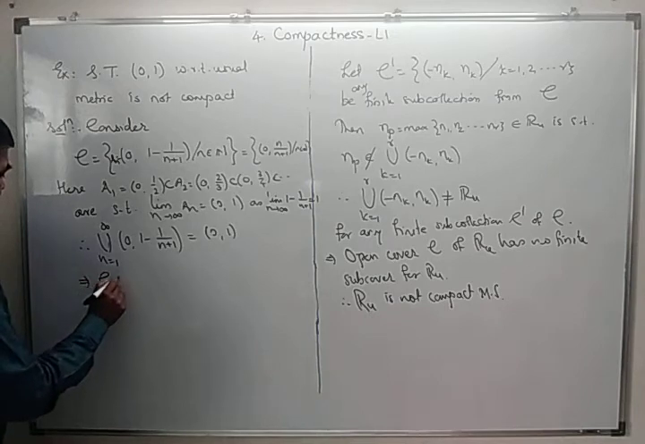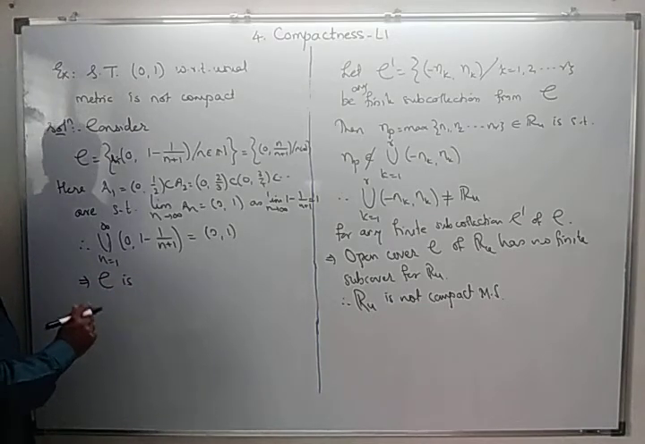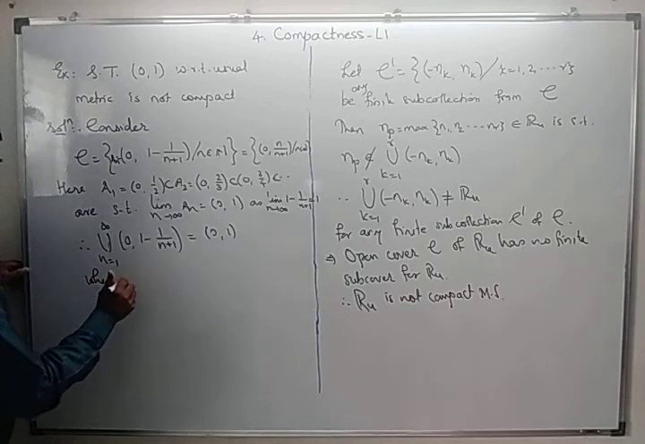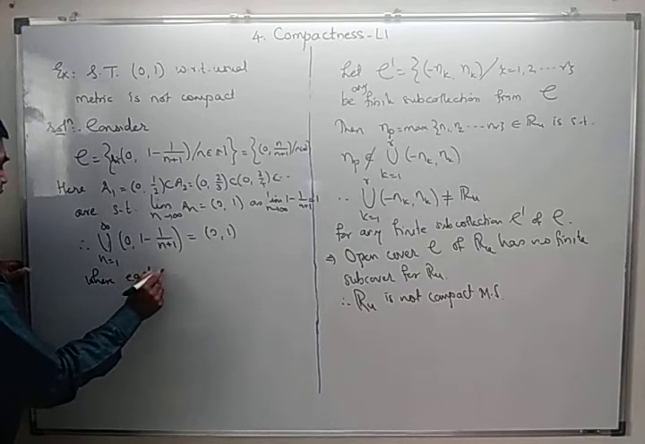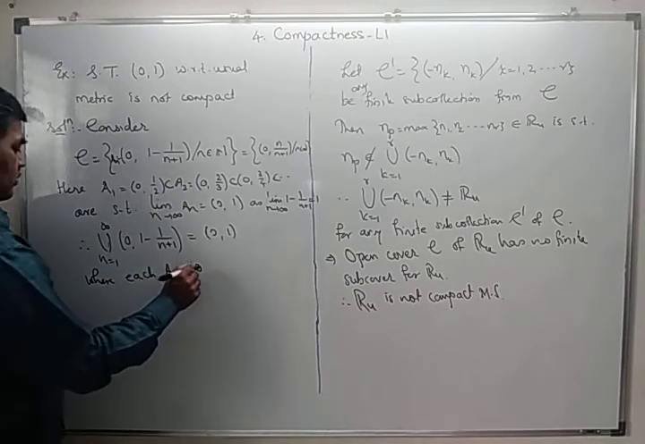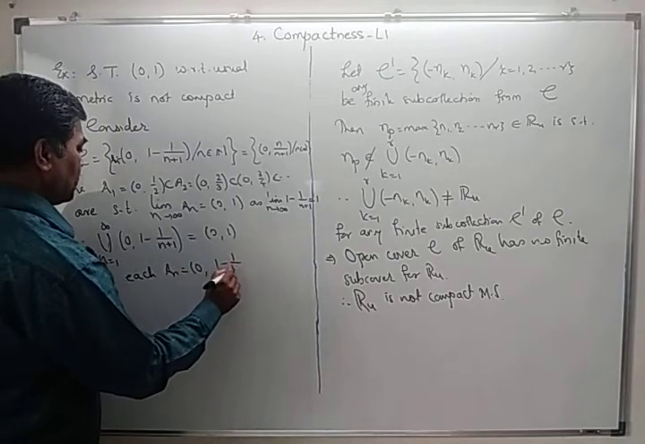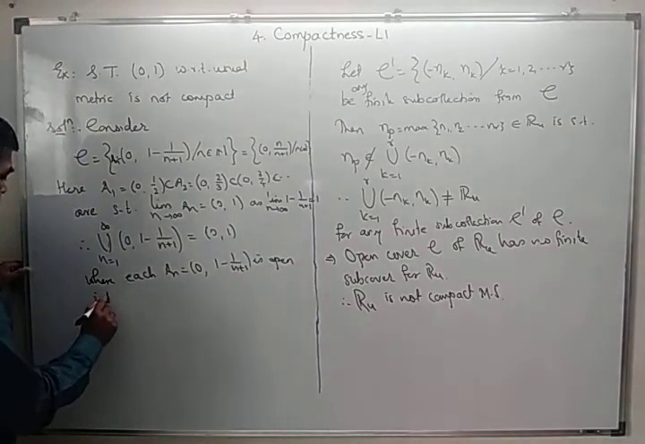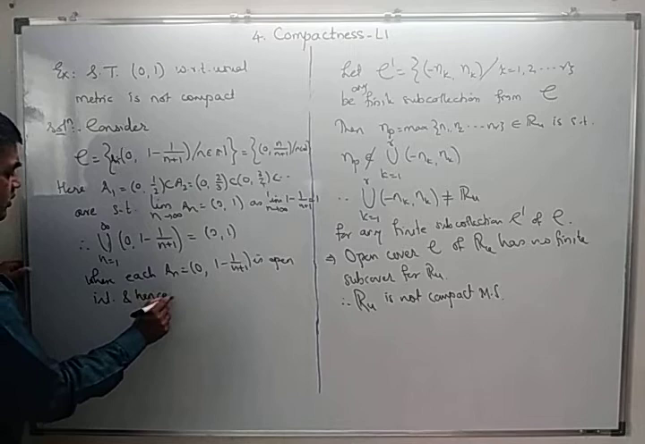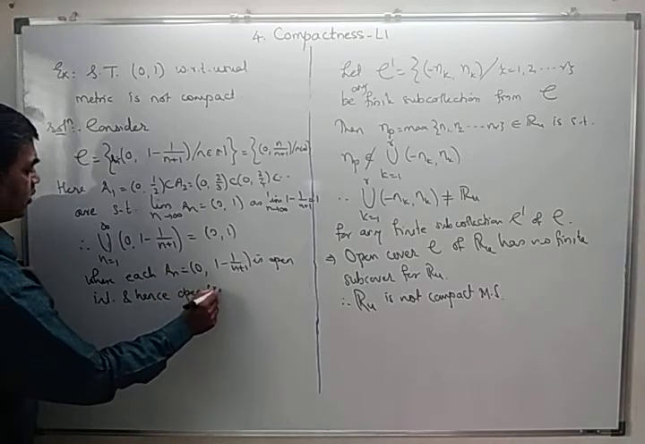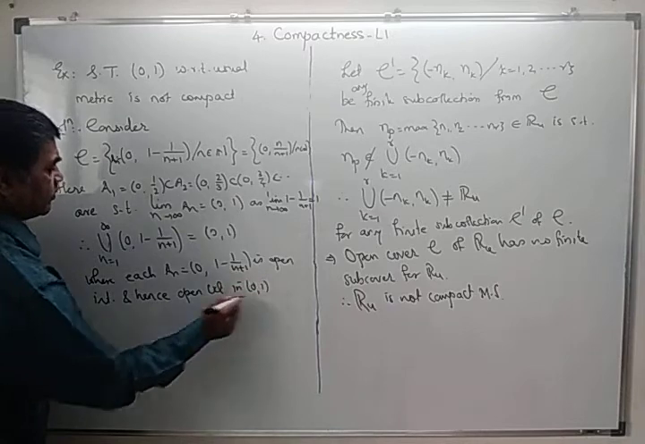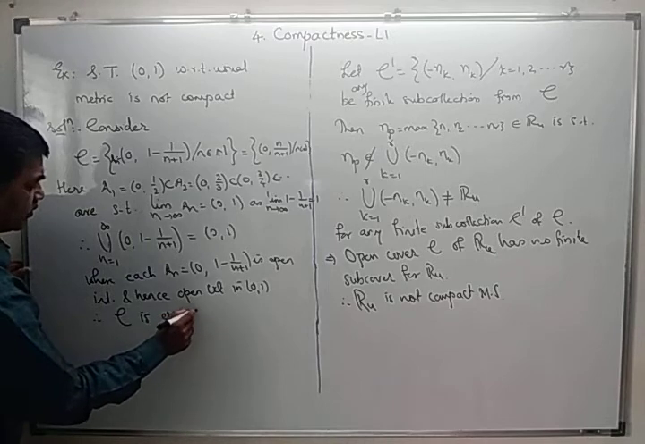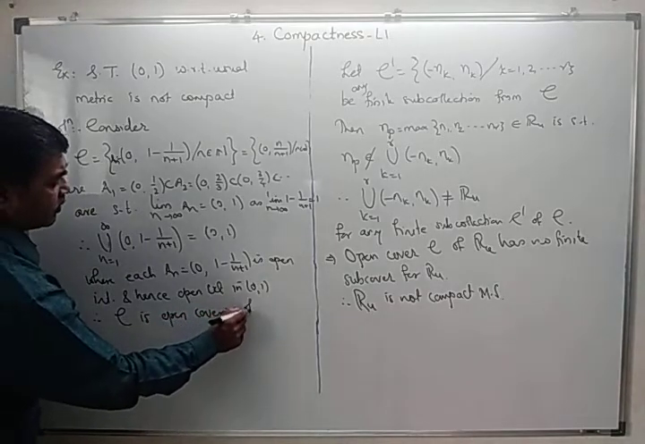This implies C is a collection whose union is (0, 1), where each A_n equal to (0, 1 minus 1 upon n plus 1) is an open interval, and hence an open set in the open interval (0, 1). Therefore, C is an open covering of (0, 1).